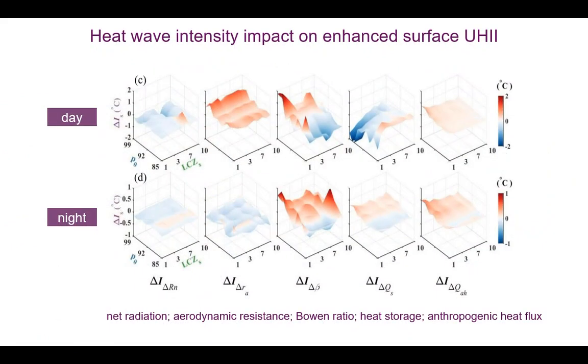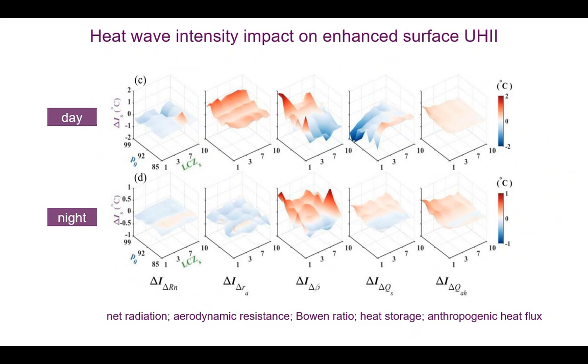And we can also change our percentile to define the heat wave days, and we can get a plot like this. The number from 1 to 10 indicates the different local climate zones, and the number from 85 to 99 indicates the percentile we used to define heat waves and non-heat waves. We can also see the contribution factors to the surface urban heat island vary in different ways.